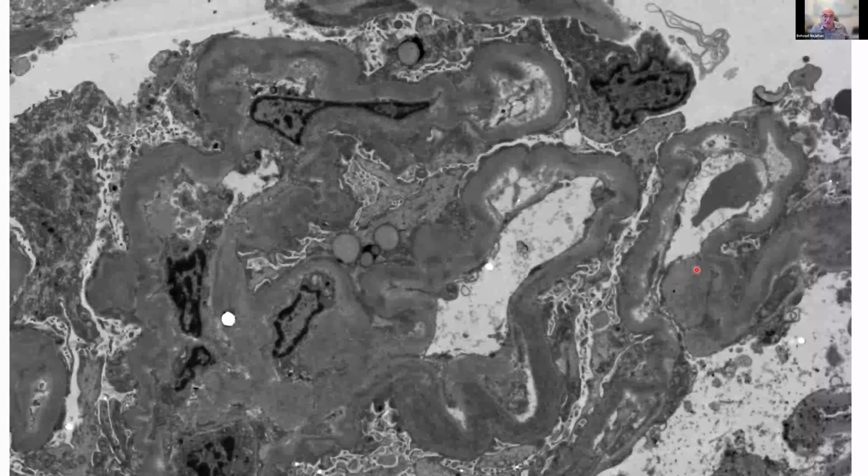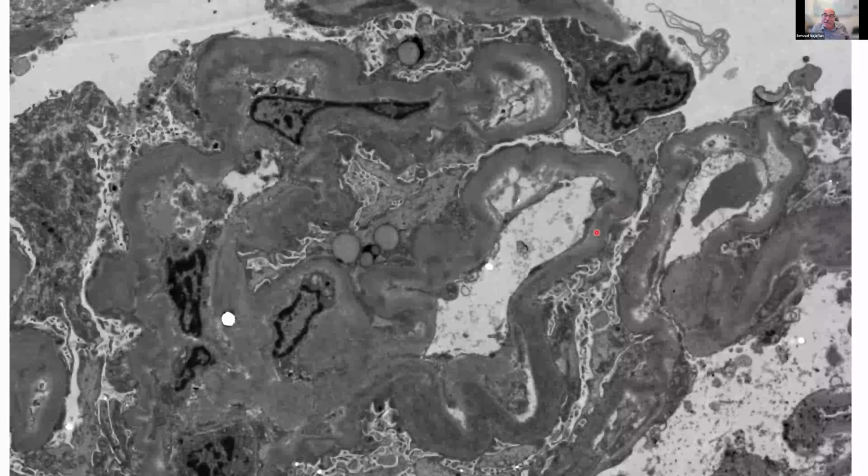Also, this is mesangial matrix. There is some expansion of mesangial matrix. And podocytes, by the way, let me show you that the podocyte also shows significant widening and significant effacement of the foot processes. Certainly not a normal time-zero biopsy in terms of electron microscopy findings.